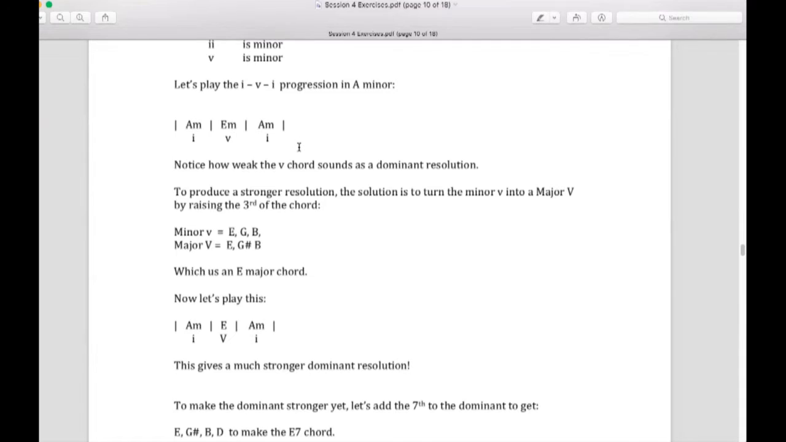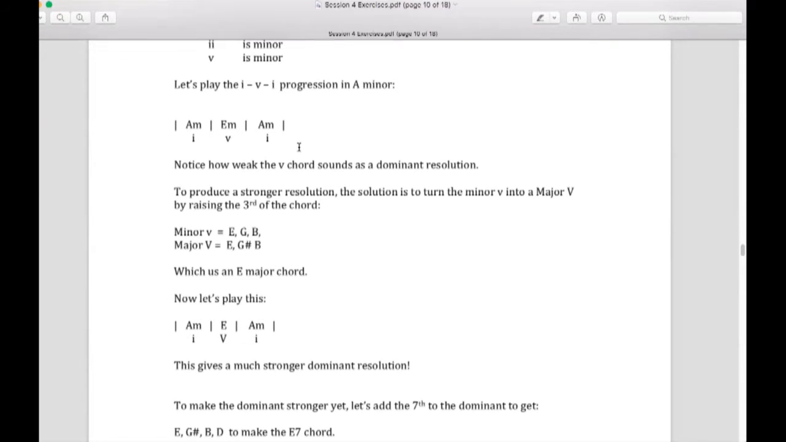You hear that? Let's do it again. A minor, E minor, A minor. See how weak the 5 chord sounds as a dominant resolution? It doesn't have the same kind of punch as we had in major. Why? Because it is no longer a dominant 7th type chord, a major triad with another minor triad above that.